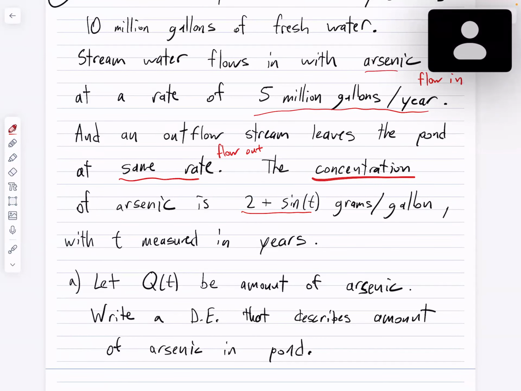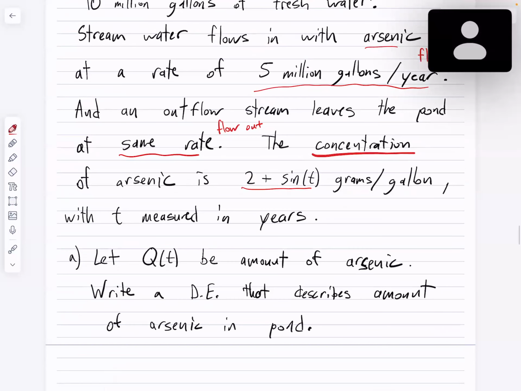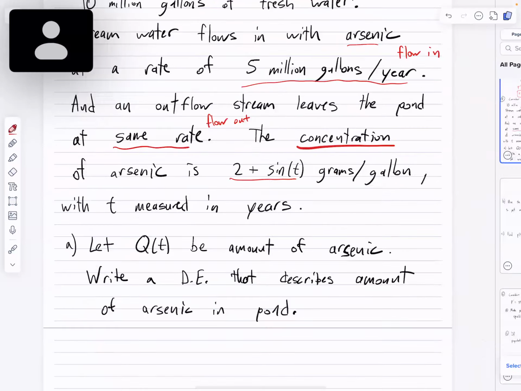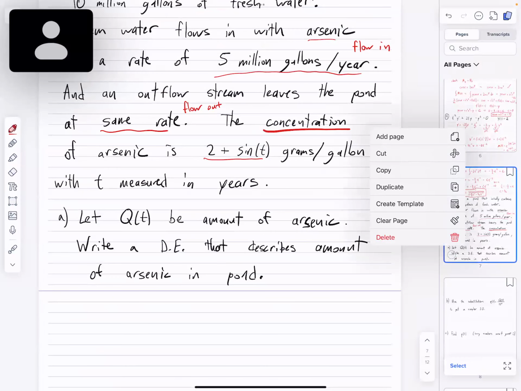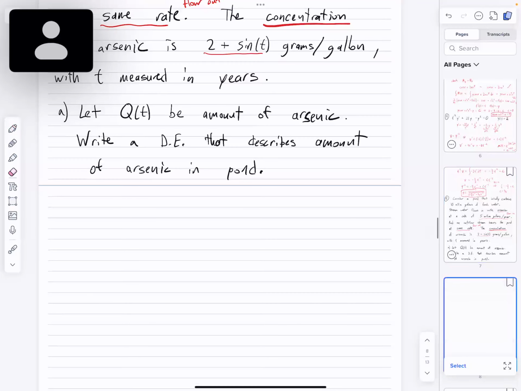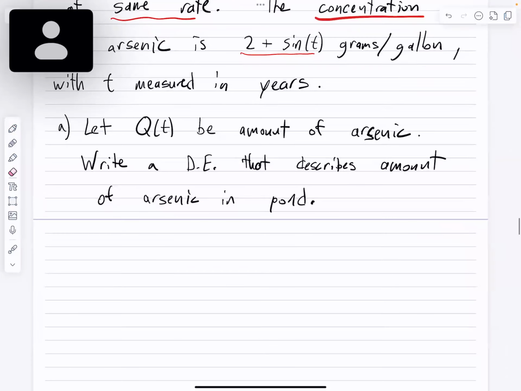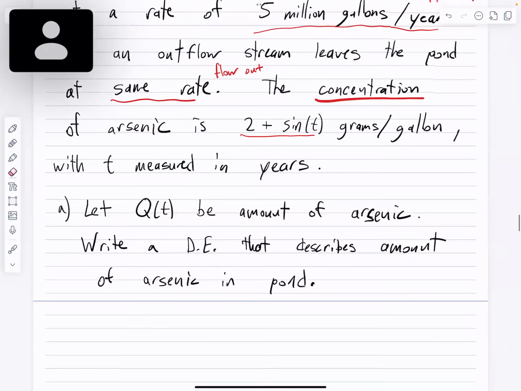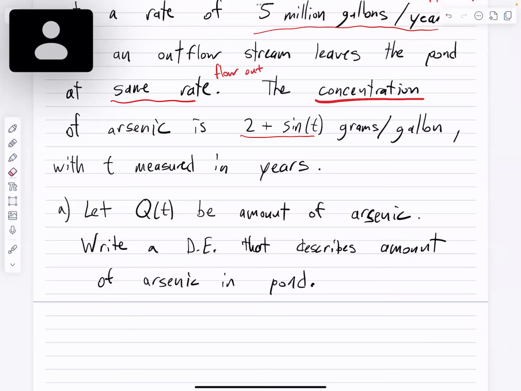T is measured in years. I can already tell that I'm going to need more space, so I'm going to add a page here. This is not all going to fit. Okay. So this is going to be my concentration at time t.